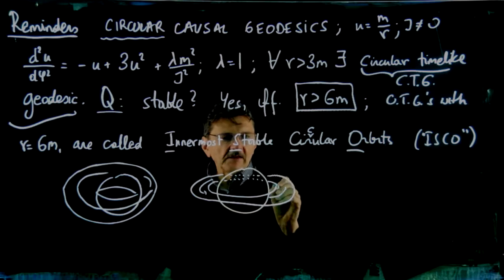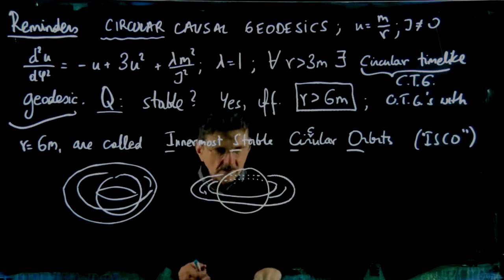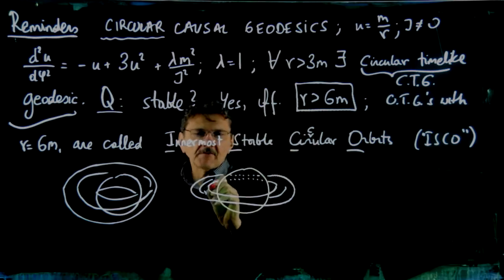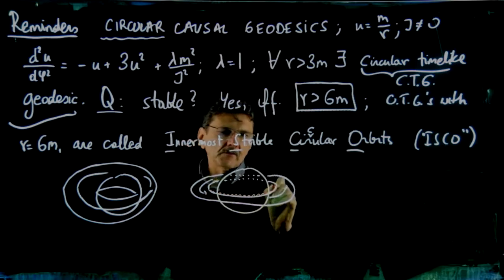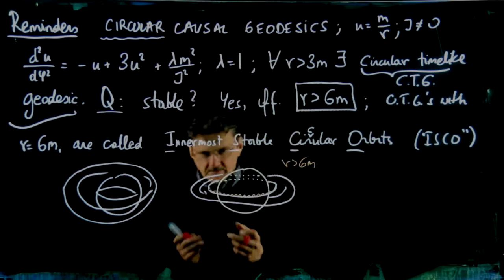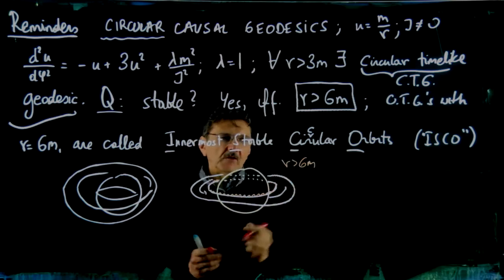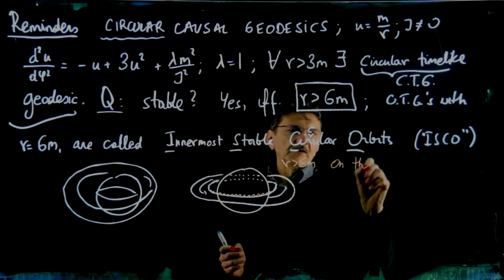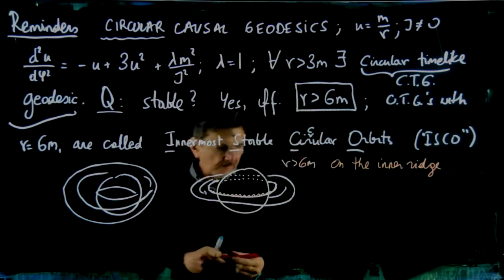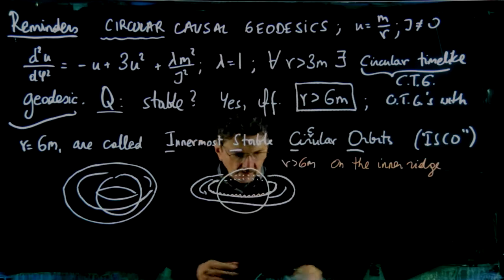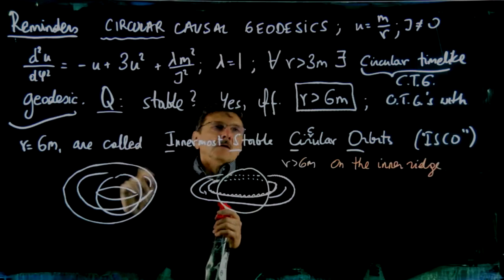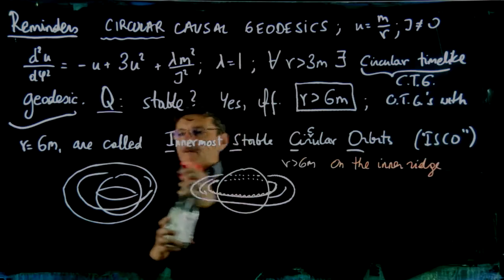It means that this inner ridge of the accretion disk must have radius larger than 6m, right? Otherwise, this thing will just blow apart and will fall into the black hole. So this is the importance of this ISCO. And so let's do this. Let's prove this.